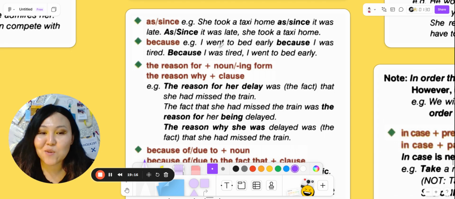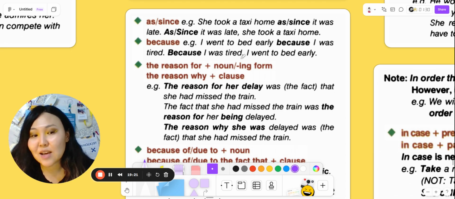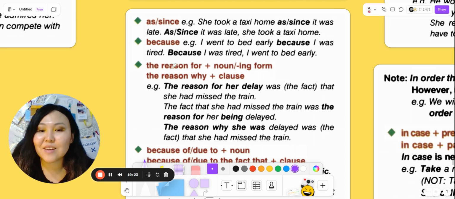Because I went to bed early because I was tired. Because I was tired, I went to bed early. Next one, the reason for plus noun or ing form, the reason why plus clause.